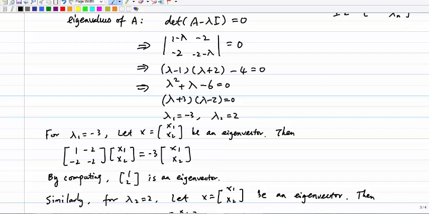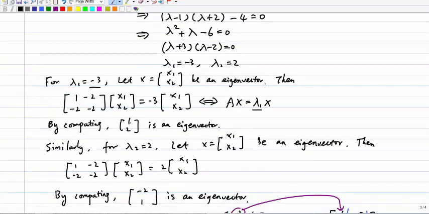If I let x1, x2 be the eigenvalues, I can write this as A times x equal to lambda 1 times x. So I just replace A by the actual values, and x by what we defined over here, and lambda 1 by the value, which is -3 over here. So I can compute the eigenvector, which is one eigenvector is (1, 2).